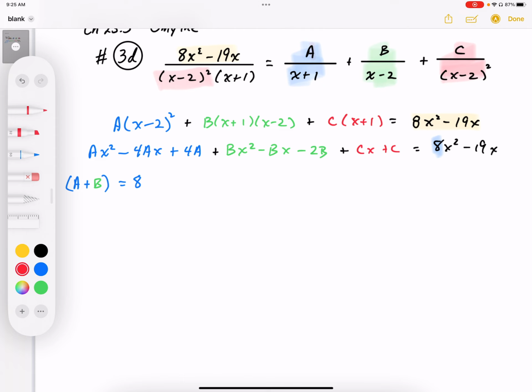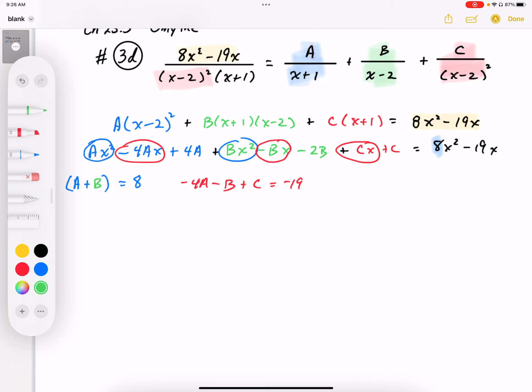I'm going to group my x terms, so maybe I'm just going to circle the blue, these ones here, blue. My x terms are going to be negative 4ax minus bx plus c. So that's going to be negative 4a minus b plus c is equal to negative 19. Okay, so that's my second equation.